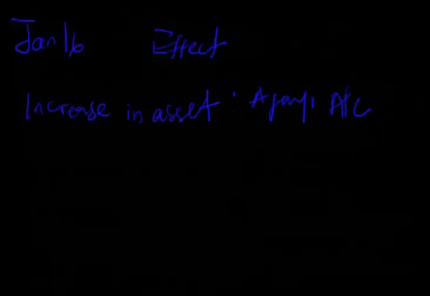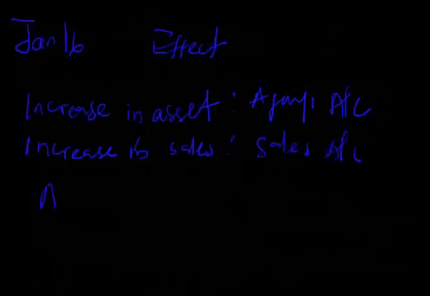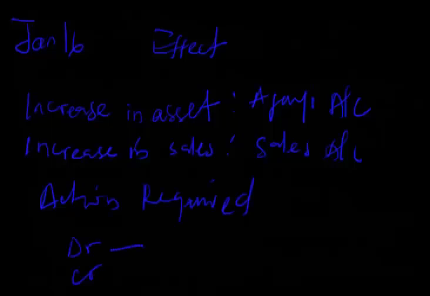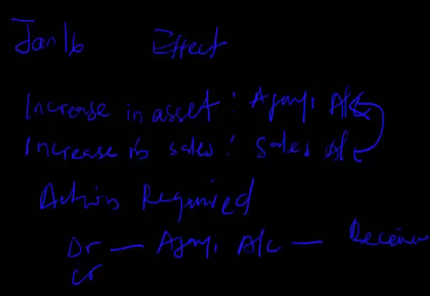And also there was an increase in sales because we made sales to Ajayi. So that's the sales account. So let's see the action required. Debit, credit. So the sales account gave to Ajayi's account. Ajayi's account is the receiver and the sales account is the giver.